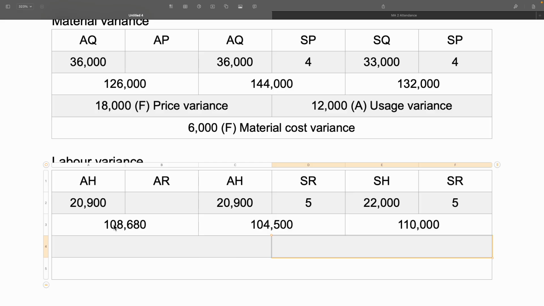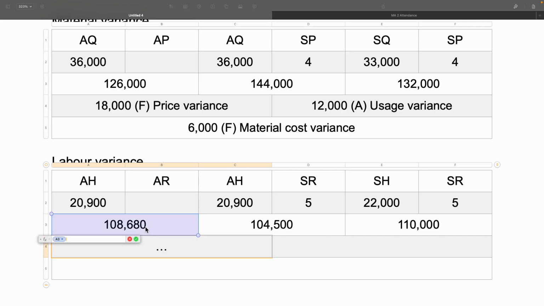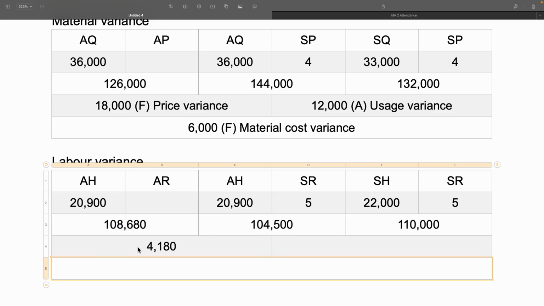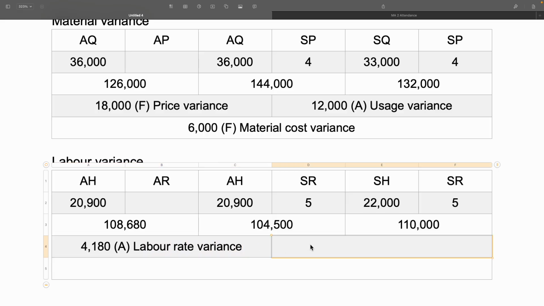Right. Actually spent, should have spent so much. So this one we can say is going to be 4,180 adverse labor rate variance. Okay, over here actually spent 104,500, should have spent 110, therefore this is good. So this is about 5,500 favorable.